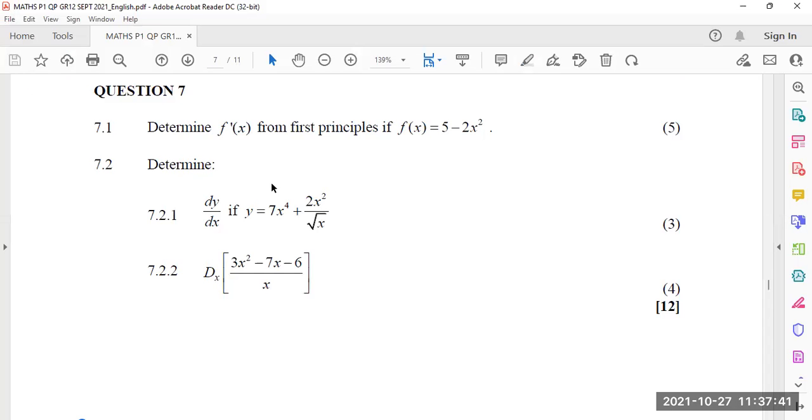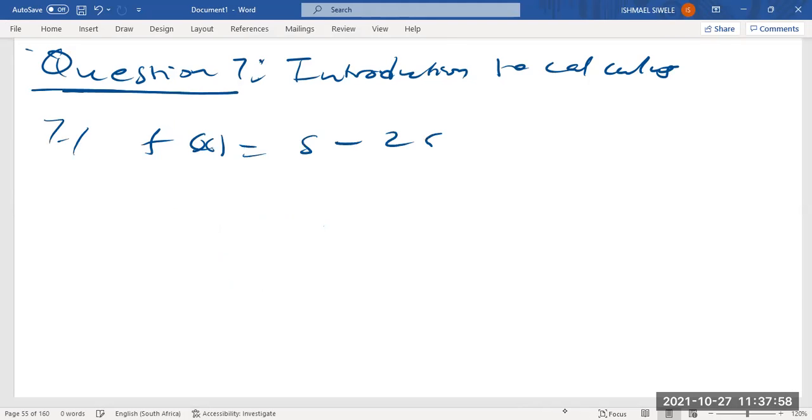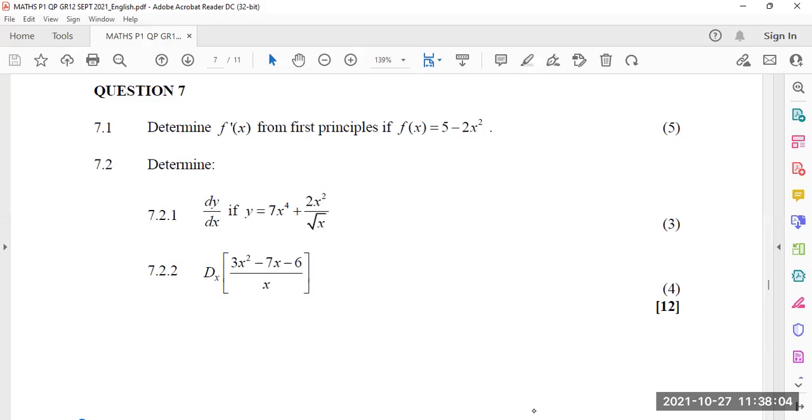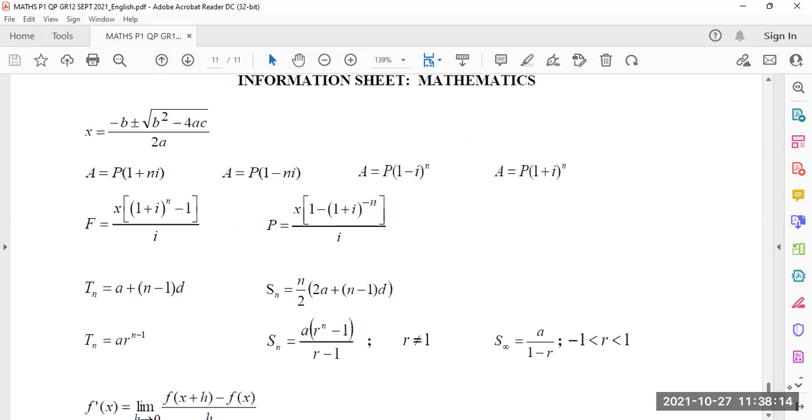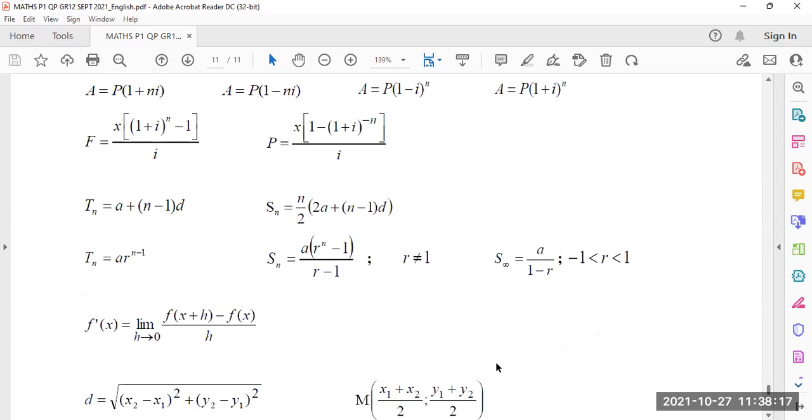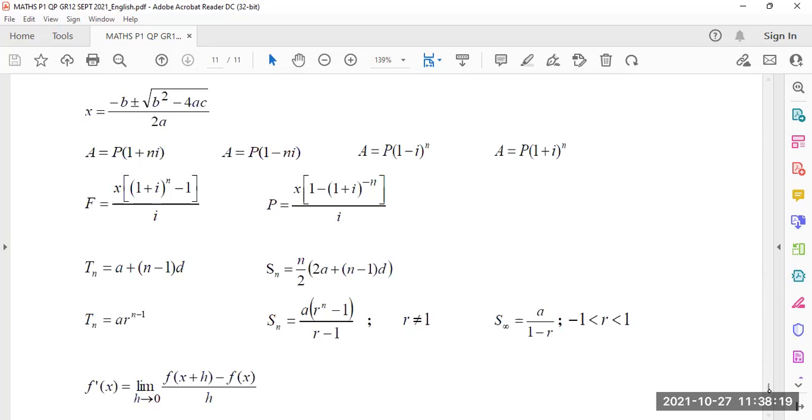Determine f prime of x from first principle if f of x is equal to 5 minus 2x squared. So we are given minus 2x squared, right? This is what you're given, and they want us to determine it using the first principle. You find the formula for the first principle on the question paper. I know it's there.